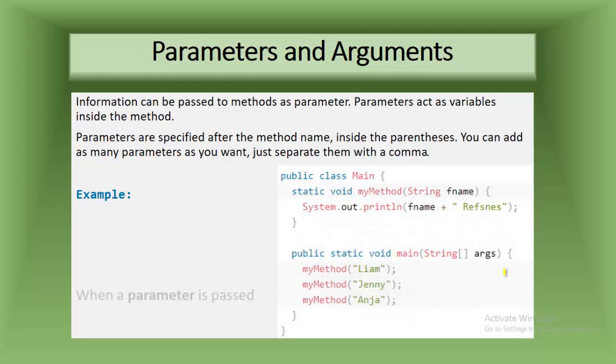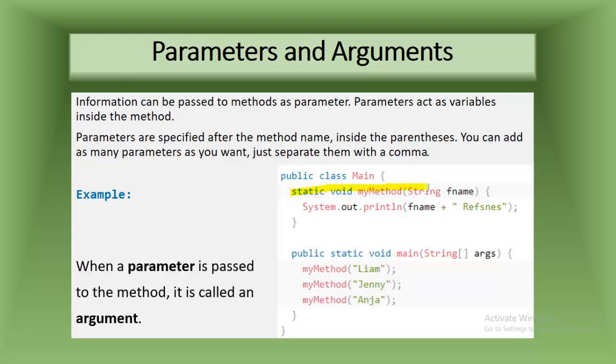In this picture we see this is our method and string name is our parameter that we pass to this method. The first call we pass this name, the second call we pass this name, and the third call, invoking this method, we pass the other name. When a parameter is passed to the method, it is called an argument.